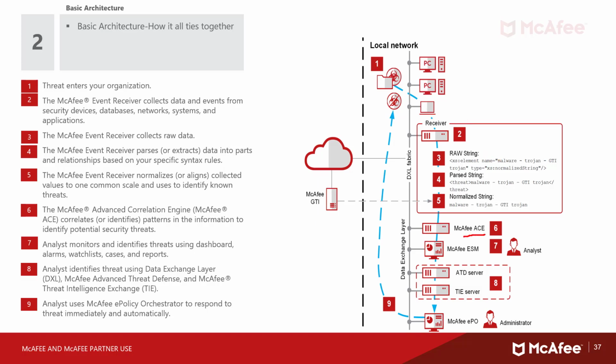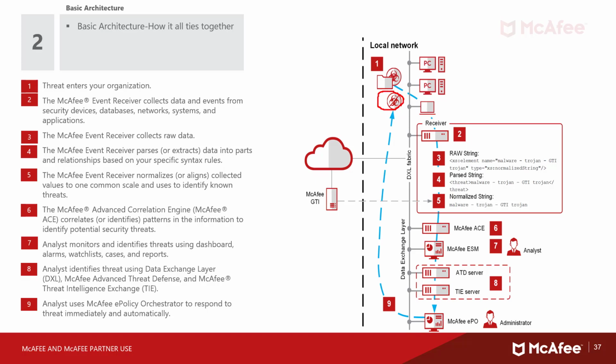ACE then takes the correlated data and sends it to ESM. ESM then takes that data and sends it to ATD. ATD spins up an environment to match where it came from, and then it takes all the data and checks it against TIE to see if there are any known reputations on that file, whether it's malicious or unknown, and then it sends all that data back to ESM, where the analyst can determine what to do with that specific executable.